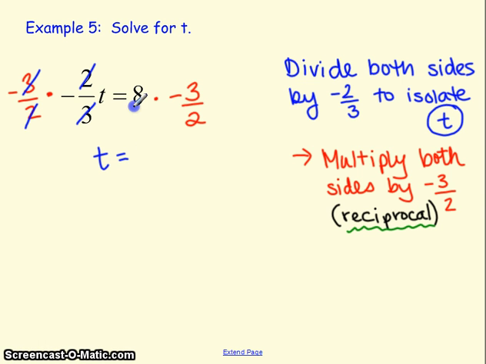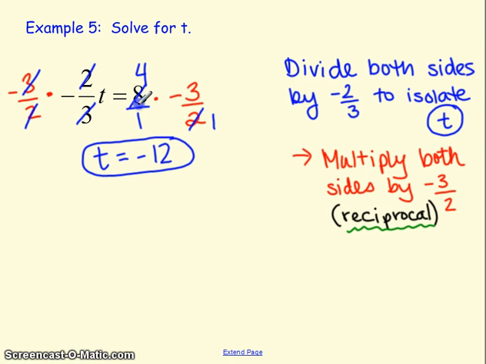And then on the right, I'm going to make this 8 over 1, and I'm going to reduce the 8 to a 4 and the 2 to a 1. So I have 4 times negative 3 is negative 12, and I have solved my equation. So whenever you have a fraction in front of the variable, what you want to do is multiply both sides of the equation by the reciprocal.